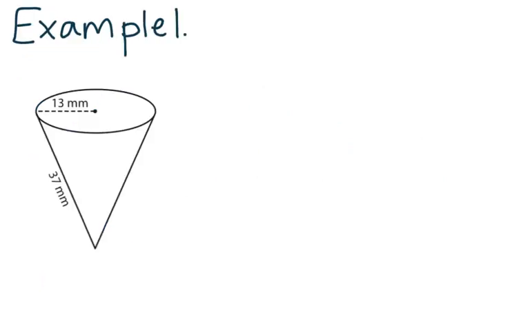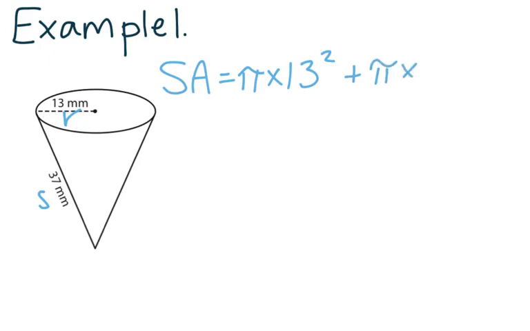So the first example, we would label this, so you got your radius here and this is your slant height, and then we just substitute into the formula. So we would do pi times 13 squared plus pi times 13, so pi times the radius, times the slant height, which is 37. And all you have to do is pop that into your calculator and it should come up with the answer.